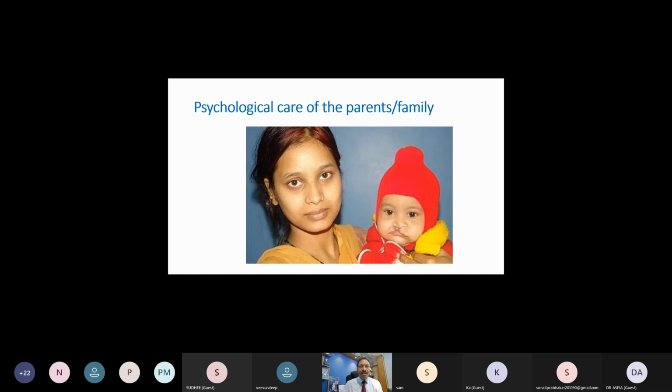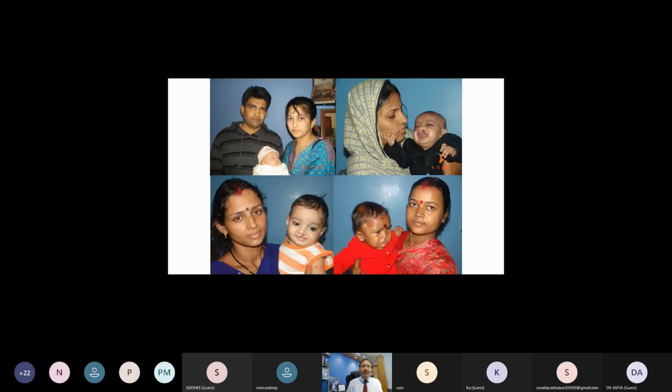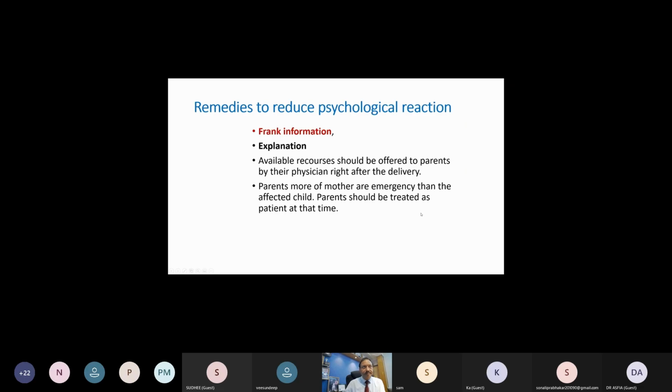So psychological care of parents and families is extremely important. Parents with a normal psychology, a normal mental build-up, will care for the patients better. Many of the parents and mothers, when they come to us with the cleft baby, are all gloomy and sad. So how to deal with them? Give them frank information and explain about the deformity, why it happens, how it can be treated, and tell them about all available resources. These should be offered to the parents by their physician right after the delivery.